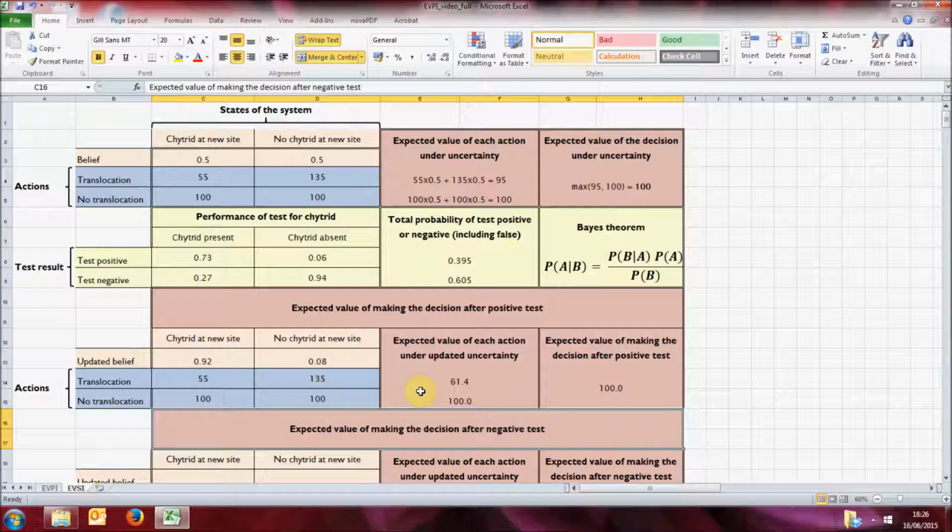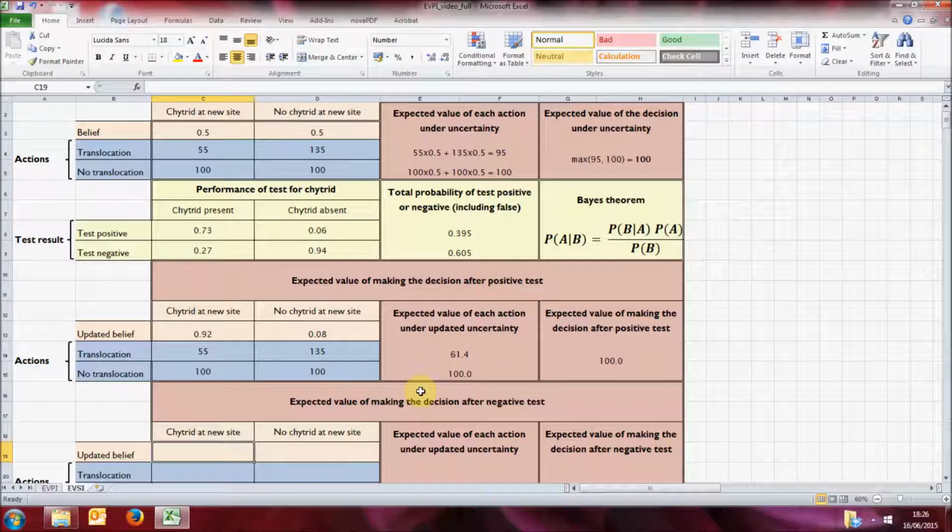Now, let us consider instead what we would do if we ran the test and got a negative result. Again, the posterior belief can be calculated using Bayes' theorem. The probability that Kitrid is present, given that we get a negative result, can be calculated as the probability of a false negative, so 1 minus the sensitivity of the test, times the probability of Kitrid actually being present, our initial belief, divided by the overall probability of a negative test result, including true negatives and false negatives.